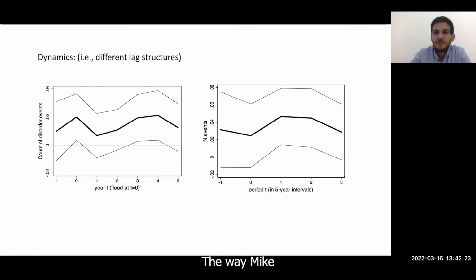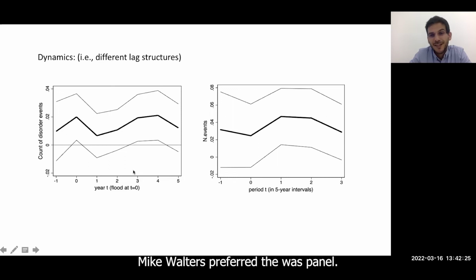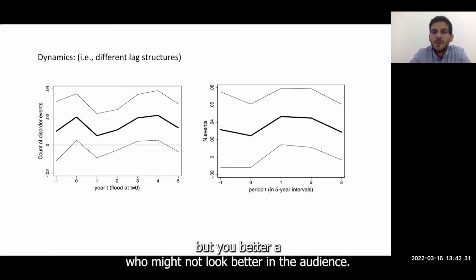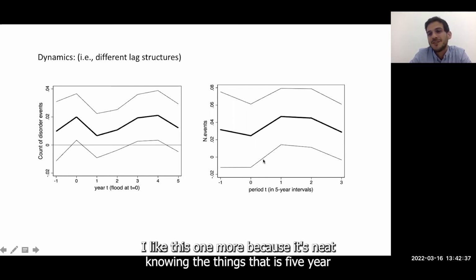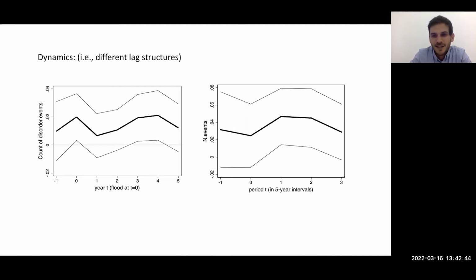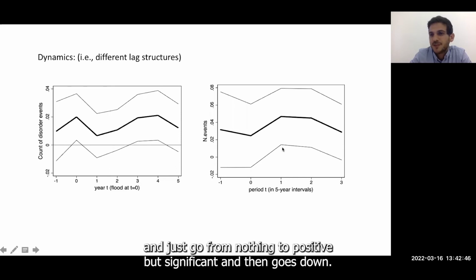In a way, my co-authors prefer the annual panel. Of course, you have more observations and you can do a lot of things. But my personal point of view, my co-author is not there in the audience, is that I like this one more because it's neat. It's a 5-year aggregate, a more medium, long-term effect, and it just goes from nothing to positive and significant, and then goes down.